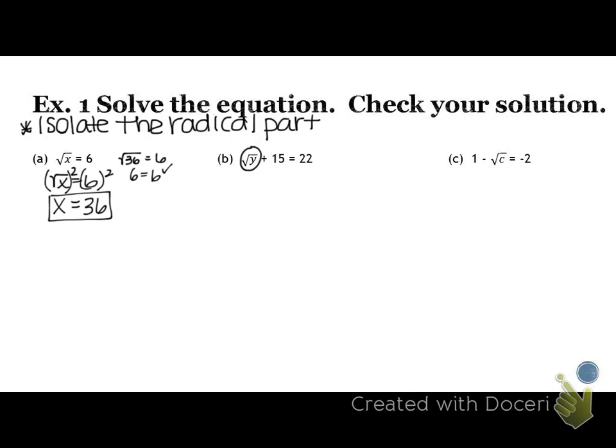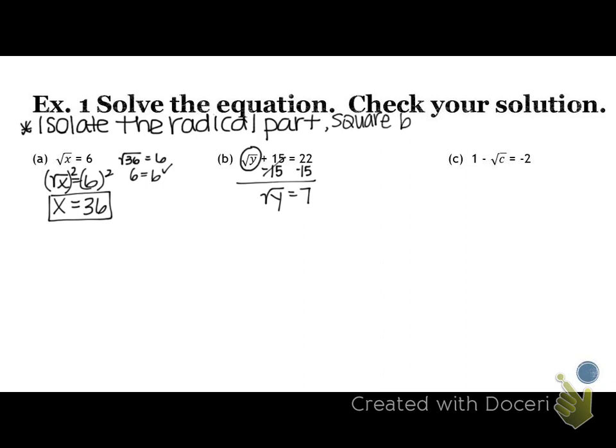How do we move that 15 to the other side of the problem? We subtract it from both sides of the problem. So we have the square root of y equals, what's 22 minus 15? 7. All right. Now that the radical part is isolated, what is step 2 to solving these problems? Okay. So we can even add that to our steps. We isolate the radical part and then we square both sides.